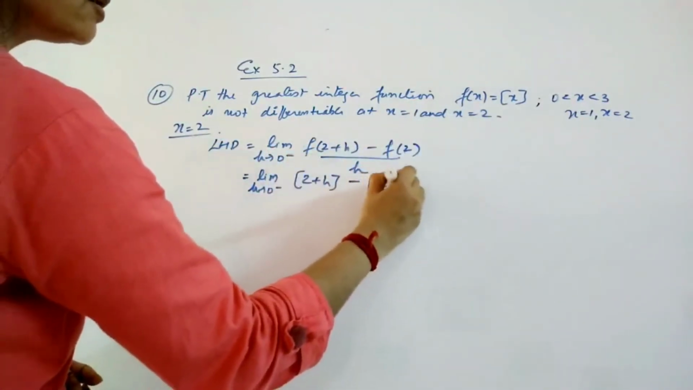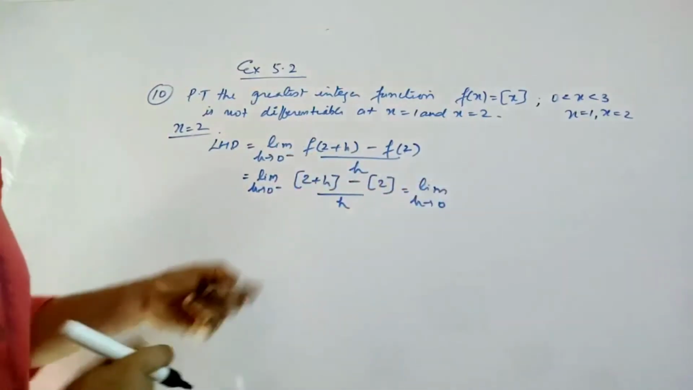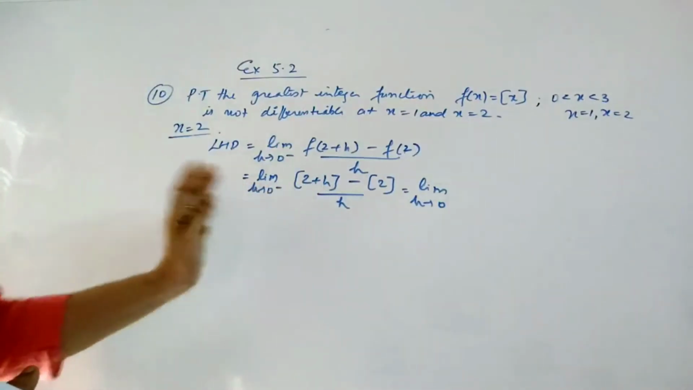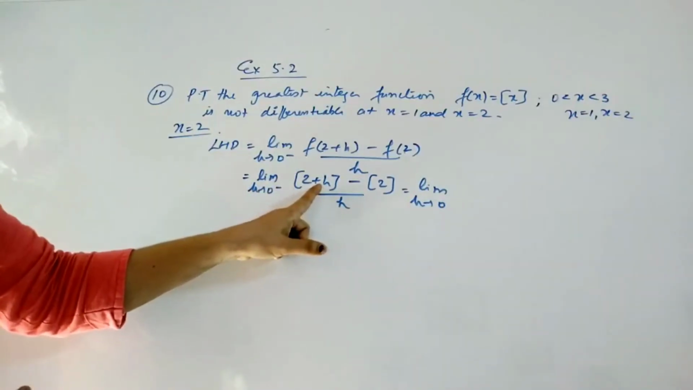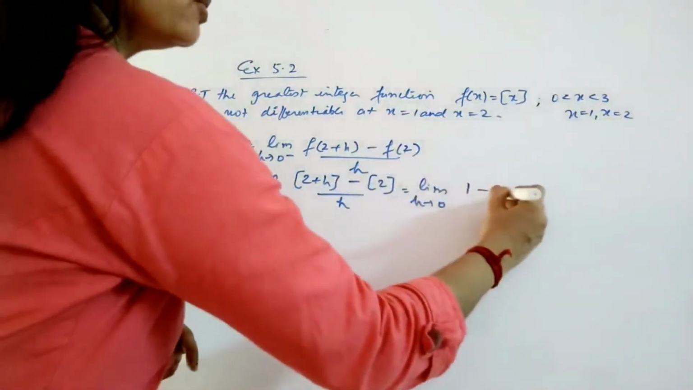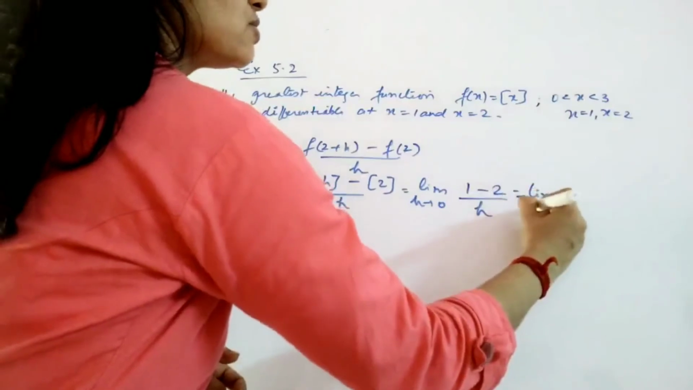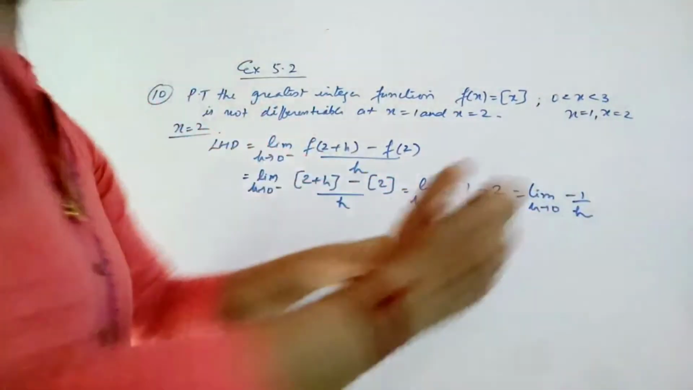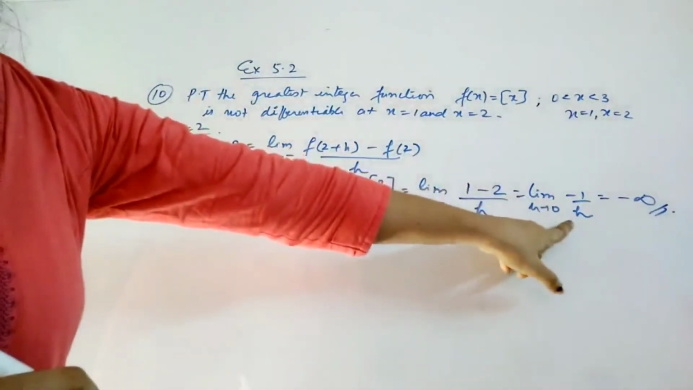minus greatest integer of 2 divided by h, which is equal to limit h tends to 0. Greatest integer of 2 plus h, when h is tending to 0 from the left side of 0, means it is 2 minus something. 2 minus something is 1 point something, and that will give you the greatest integer as 1. And this is 2 itself. So 1 minus 2 by h, that is limit h tends to 0 minus of minus 1 by h. Now when you replace, you will get again minus infinity when you give the limit of h as 0.